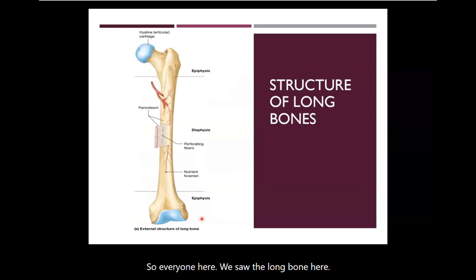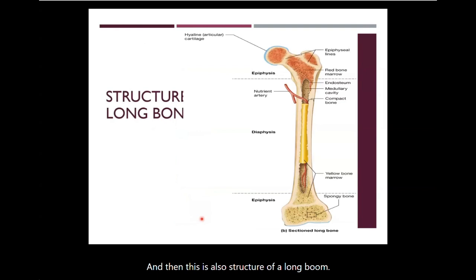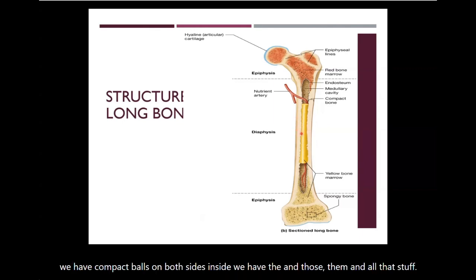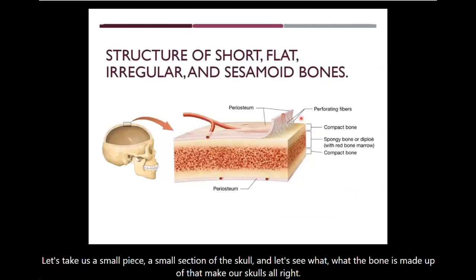So everyone, here we saw the long bone. And this is also the structure of a long bone, but this is a sectioned long bone. We can see the inside of it. Now that we have an idea of the long bone, where we have compact bone on both sides, and inside we have the endosteum and all that stuff, let's take a small section of the skull and see what makes up our skulls.